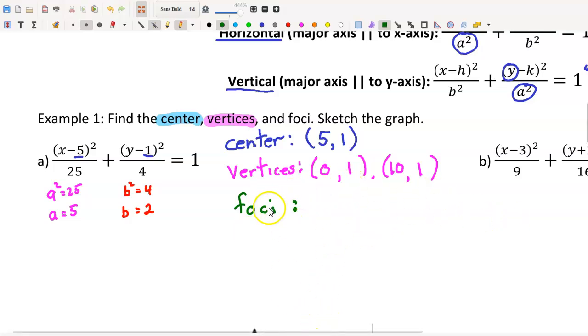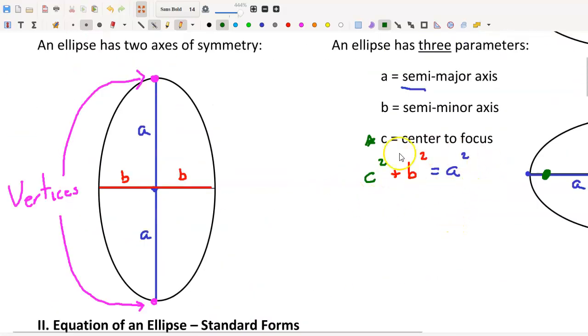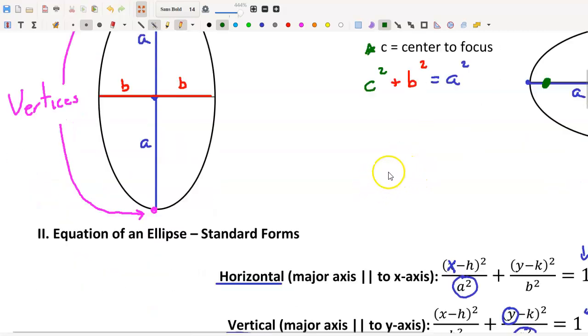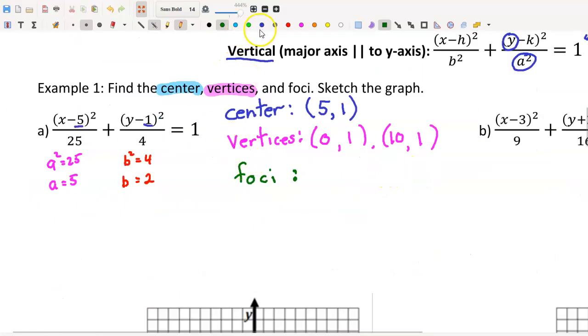So by how much? It's a smaller number than 5, right? Because 5 is the biggest number of A, B, and C. So that's when you go back up here and use this. If we have A and B, we can solve for C. All right, so let's do that.